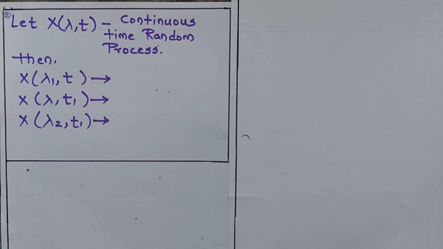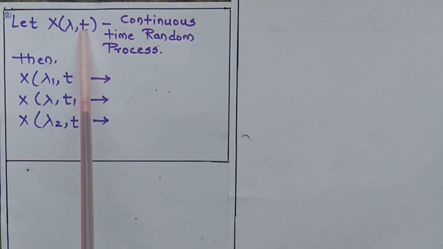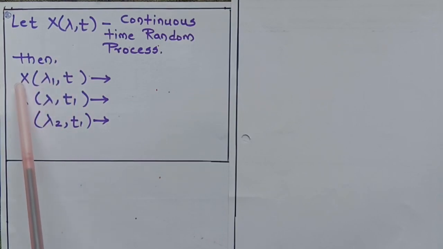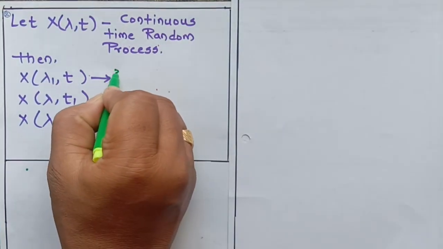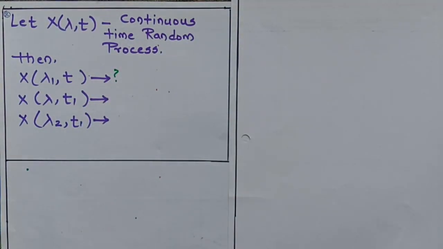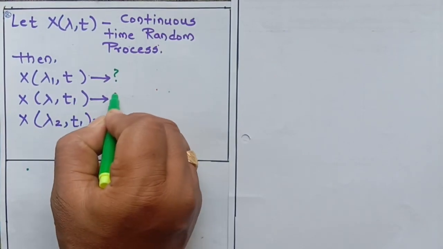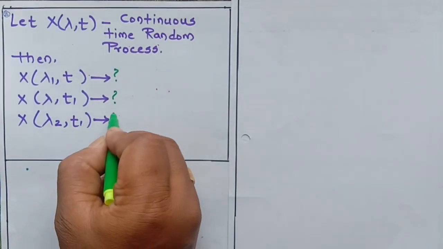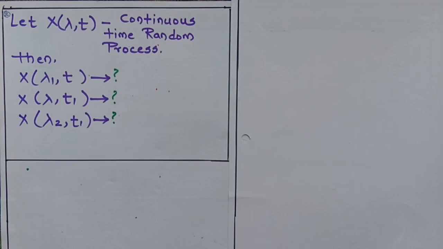Now moving towards the end of this lecture, if you really understood this, now you have to tell me. Suppose x of lambda comma t is your continuous time random process, then what is x of lambda 1 comma t going to represent? Again, what is x of lambda comma t1 going to represent, and what is x of lambda 2 comma t1 going to represent? You have to tell me.